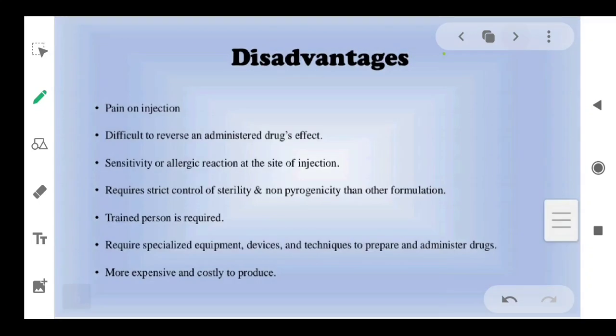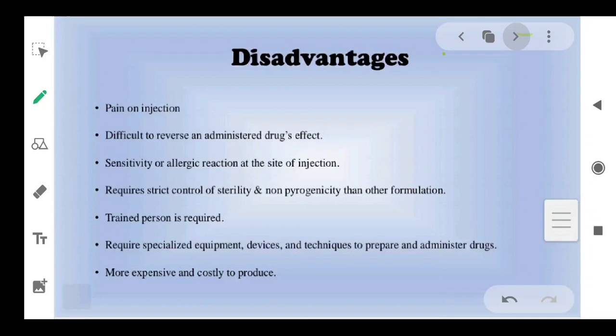Now let's see the disadvantages. Whenever we inject a parenteral dosage form, there may be pain on injection. Next, it is difficult to reverse the drug effect once administered. It may cause sensitivity or allergic reaction at the site. It requires strict control of sterility and non-pyrogenicity compared to other formulations. It requires trained persons and specialized equipment, devices, and techniques to prepare and administer the drug. It is also more expensive and costly to produce.